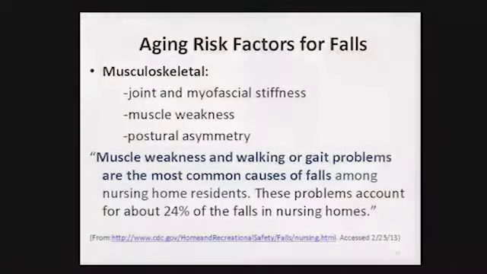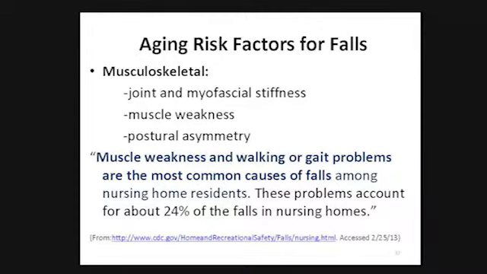Musculoskeletal, obviously, joint and muscle stiffness, myofascial stiffness. Weakness. Here's another great exam question. Quote, muscle weakness and walking or gait problems are the most common causes of falls. So if we ask you later, what are the most common causes of falls among nursing home residents, what are you going to say? Exactly what you are an expert in: muscle weakness interventions and gait disorders. These are things that we can manage. So we are the experts in this area. Let's look at how we can measure it and what we can do about it.